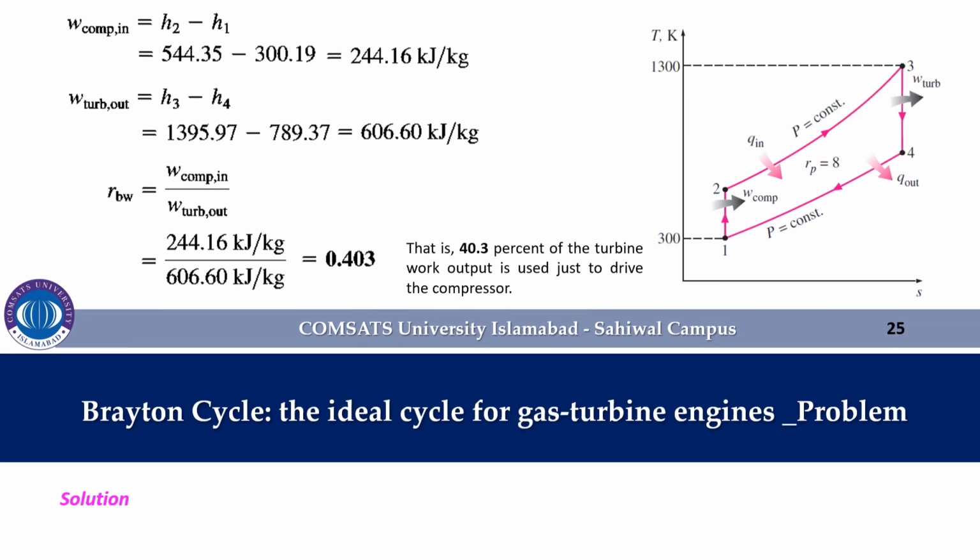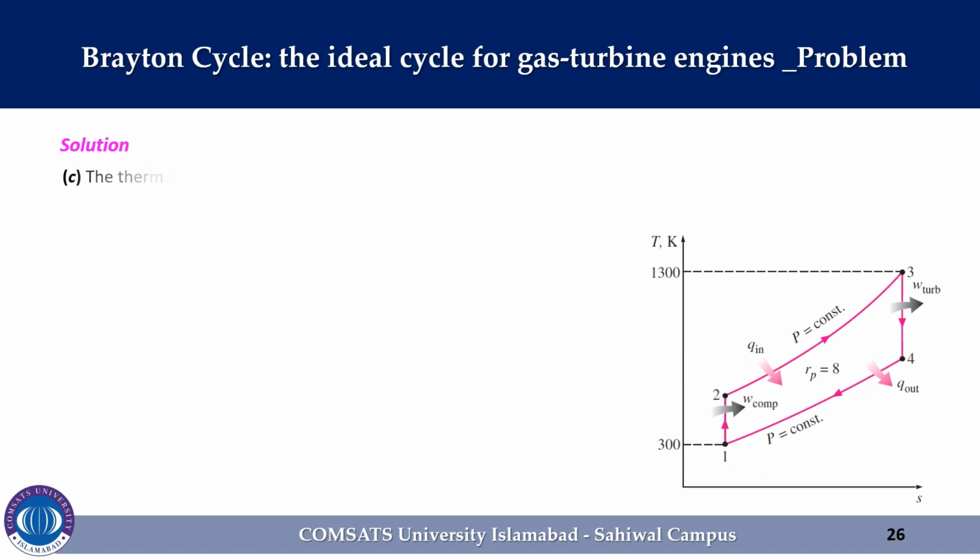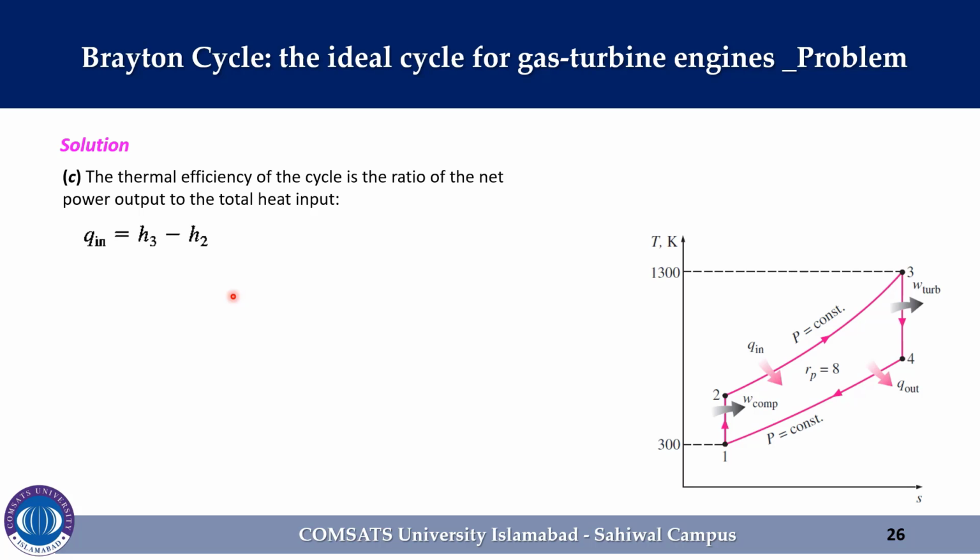However, in part C, the thermal efficiency of the cycle has to be determined. We know that the thermal efficiency of the cycle is the ratio of the net power output to the total heat input. So for this, we have to determine the heat input and net work output. Heat input can be expressed as H3 minus H2. We know the values of H3 and H2. So we can easily find out Q in, that will be 851.62 kilojoule per kg.